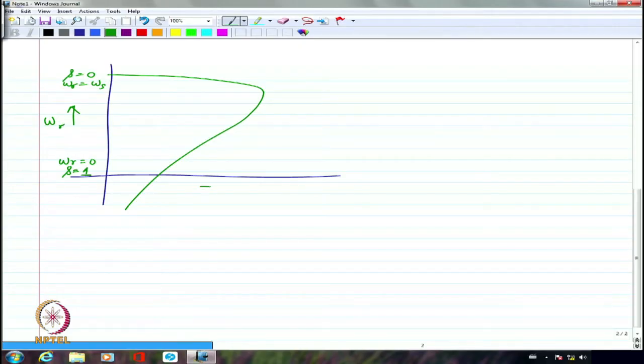Right? And this is TE. So this is the typical speed torque characteristics of a three-phase induction motor. Right? I asked you guys to derive where TE max occurs. At what slip?